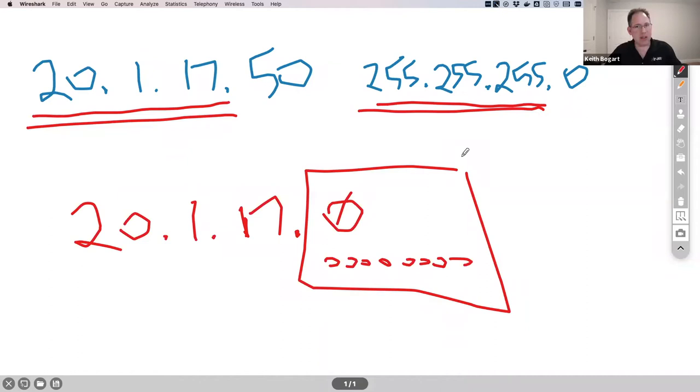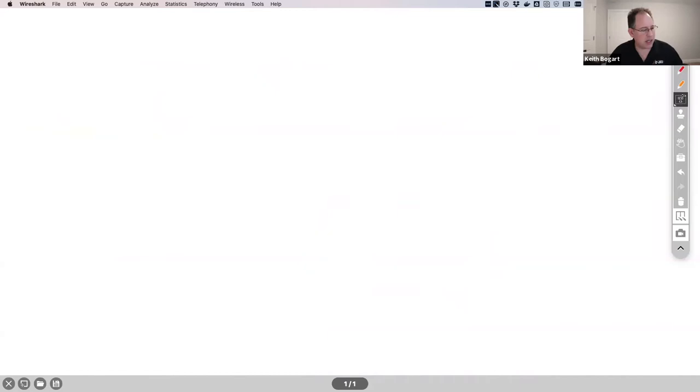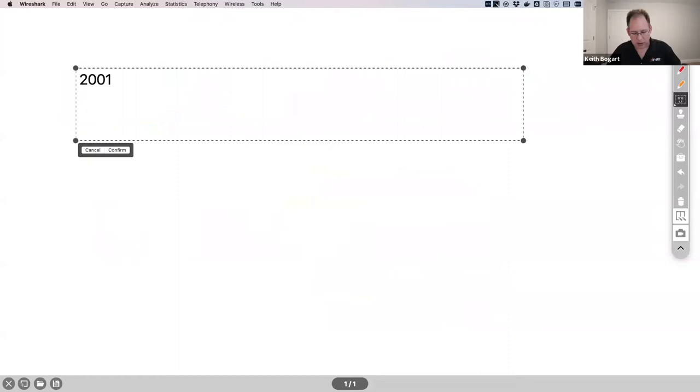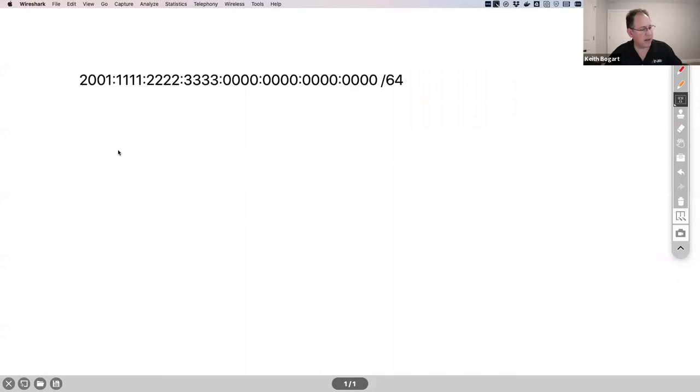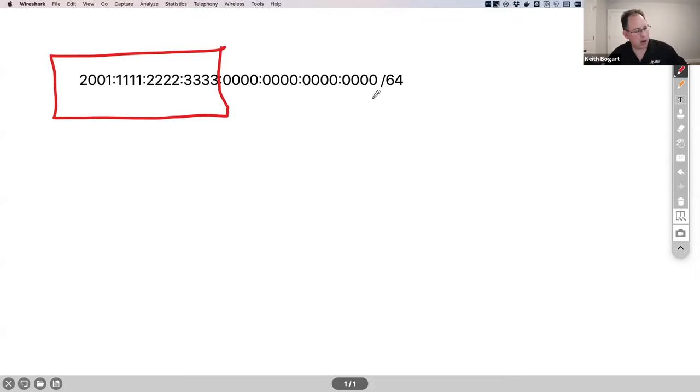And the same thing is true with IPv6 networks. If I was to give you an IPv6 network like this, 2001, 1111, 2222, 3333, if that was the prefix, so if I said this is my address, well, with a /64, that means that the first half of the address, because remember, 128 bits total, that's my prefix. So if all my host bits are zeroed out, that is not an address that belongs to any one particular host. That's an address that belongs to the whole network.